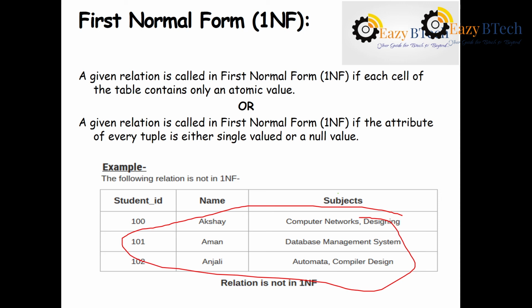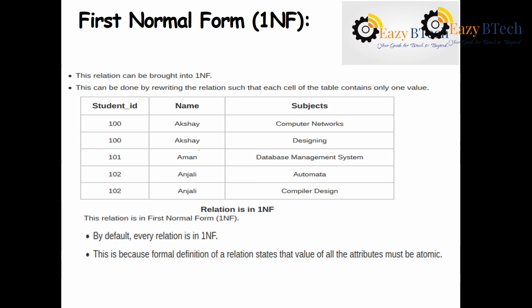Okay, first normal form. What is the first normal form? A relation is in the first normal form when we remove the multi-value dependency. Removing the multi-value dependency means, suppose student ID 100 is Akshay and his subjects are computer network and designing. Next, Aman has database management system and one more. To overcome this problem, we decompose the relation.